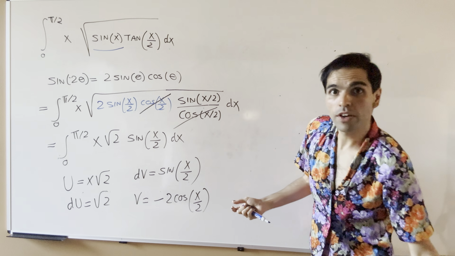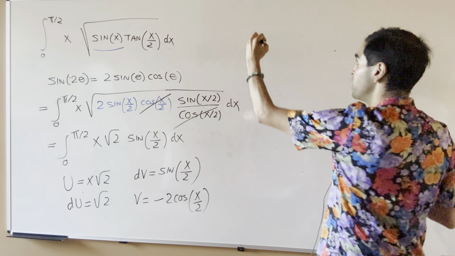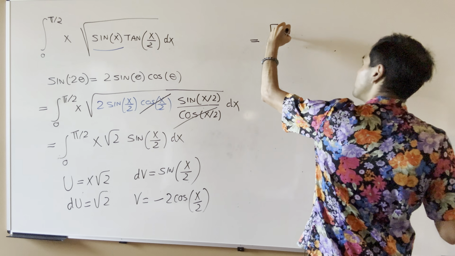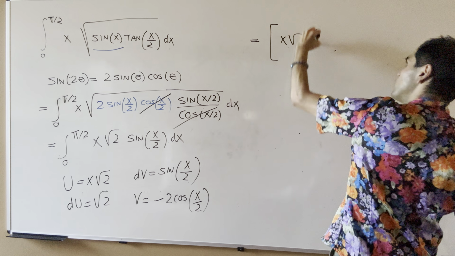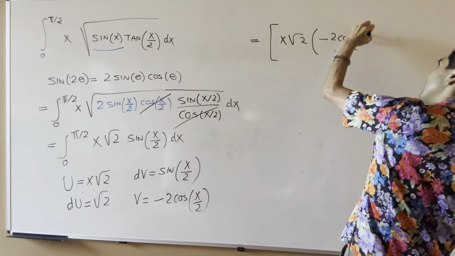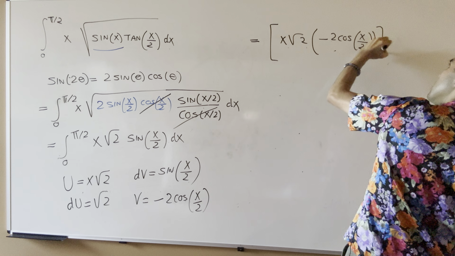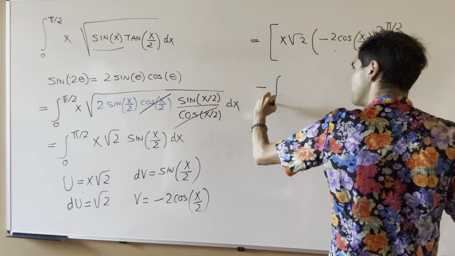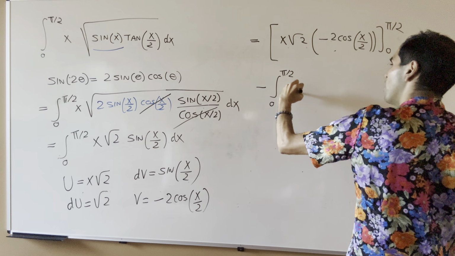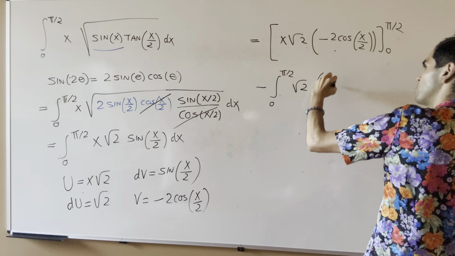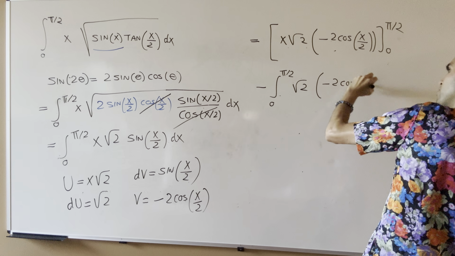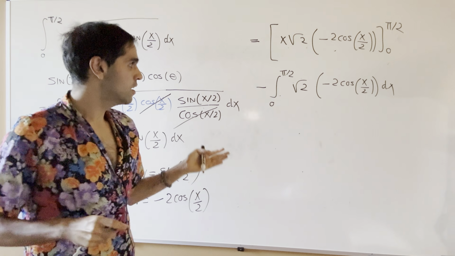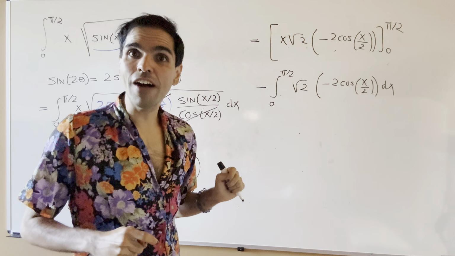So in the end, when you evaluate this, you then get the following. This is, so the antiderivative, x square root of 2, and then minus 2 cosine of x over 2, from 0 to pi over 2, and then minus the integral from 0 to pi over 2 of square root of 2, and then minus 2 cosine of x over 2 dx. All right, and now we just need to evaluate this.